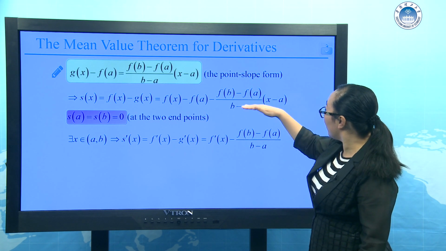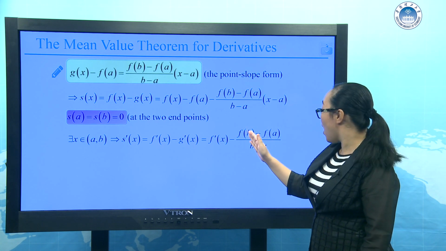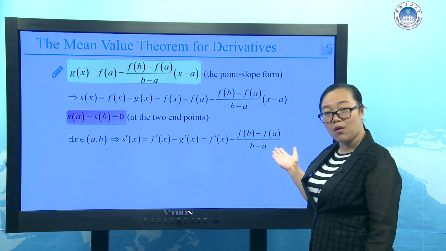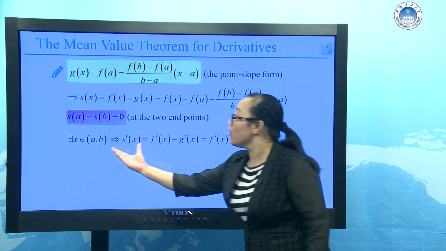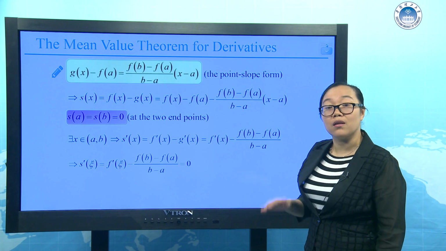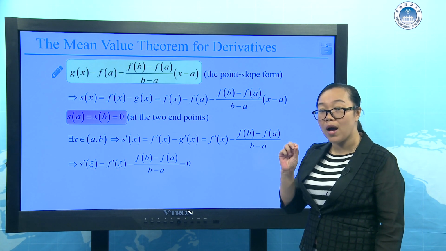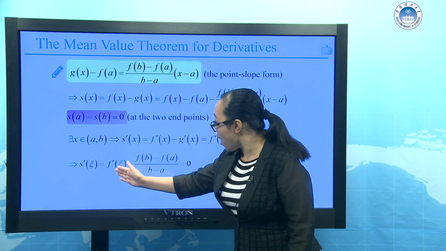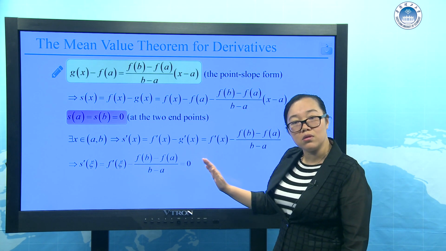This is our k(x), k' equals itself. So (f(b) minus f(a)) over (b minus a) is our S'(x) for x between a and b in the theorem. Now select a special point ξ, which means there is at least one number ξ such that S'(ξ) equals f'(ξ) minus the constant equals 0.